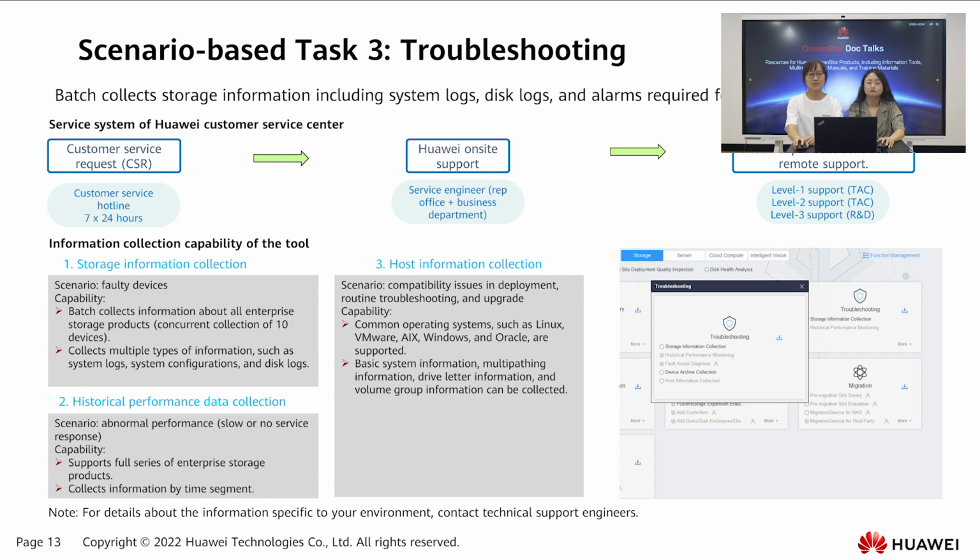After preliminarily determining the fault, the engineer determines the information to be collected based on the actual situation. For example, fluctuating performance requires storage performance information. For compatibility issues, collect host information. These common scenarios are supported by tools.